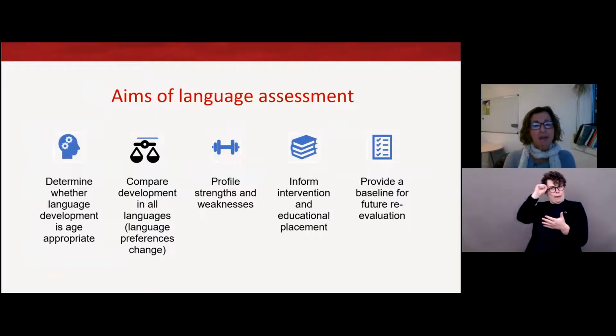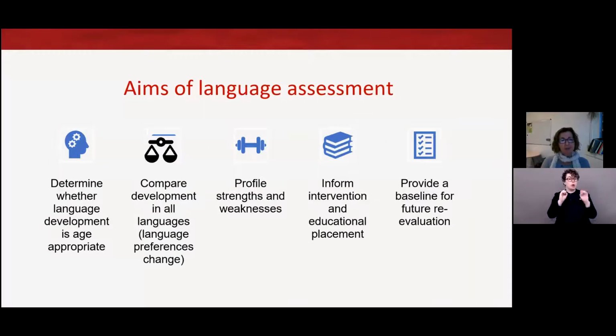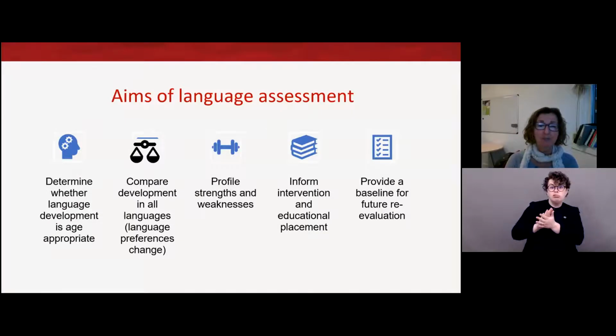So let's think about the aims of language assessment. A key aim is to see whether children are developing language at the time they should be expected to. So is their level of language, their proficiency in language, appropriate for their age? We want to look at all the languages that children use and see how development compares. This is particularly important when we talk about things like education placement. If a child has a particularly strong language, then it might make sense that their education is delivered in that language. So we want to look very holistically at children's communication.